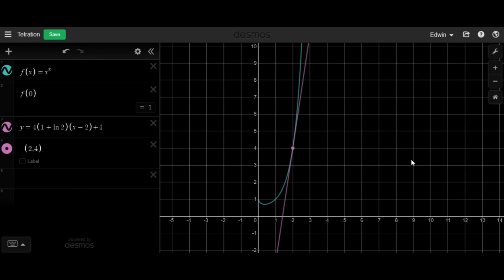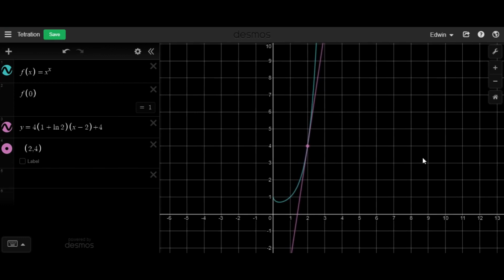And there we have it. We have our tangent line graph, and we can see that it matches the slope of our curve perfectly. And our implicit differentiation worked for this tetration, x to the power of x.